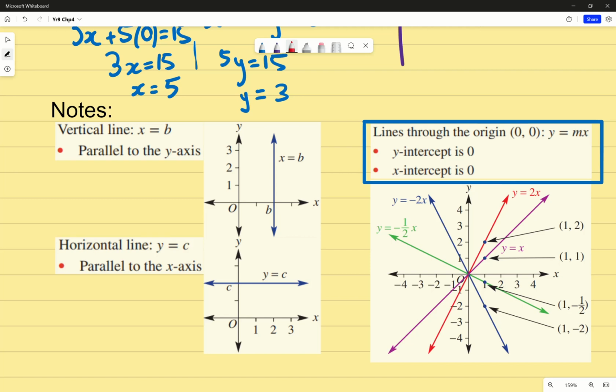So there are, and these are, I must say, a little bit more rare. You don't really see them as much in future, but it is very important that we recognize them. The first one is our vertical line.